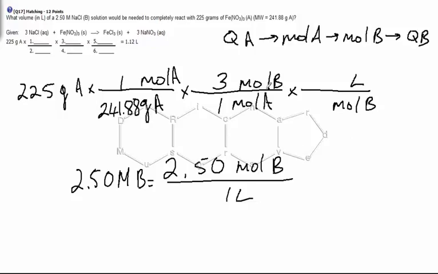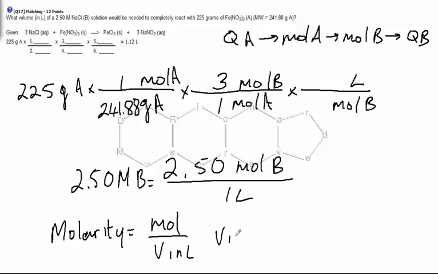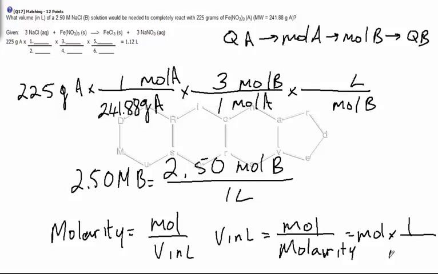So if I want to get to the volume, I guess what I'm doing is I'm using my equation here: molarity equals moles divided by volume in litres. And if I want volume in litres, then it would be moles divided by molarity. So I'm just manipulating that algebraically, which is the same as saying moles times 1 over molarity. Alright, so that's a justification for what I'm doing here.